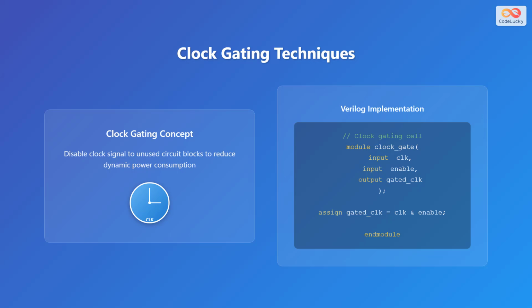In terms of Verilog implementation, here's the clock gating cell. This module takes clock and enable signals as input and outputs a gated clock. The gated clock is simply the logical AND of the clock and enable signals. So when enable is low, the clock is blocked. When enable is high, the clock passes through.